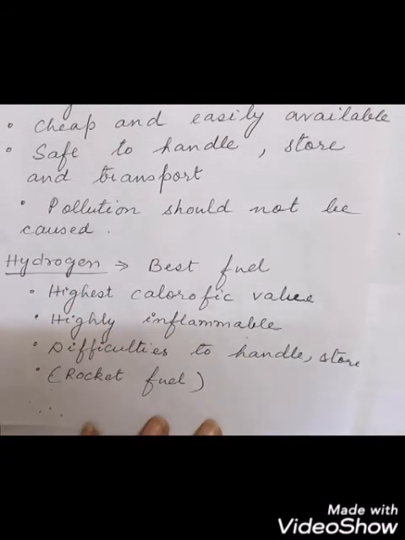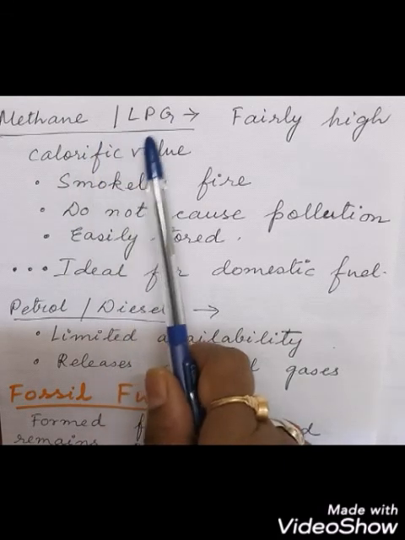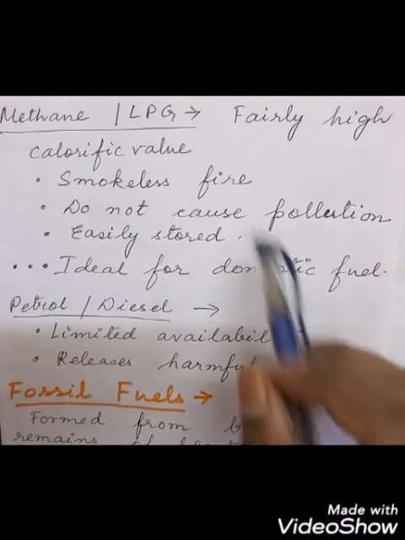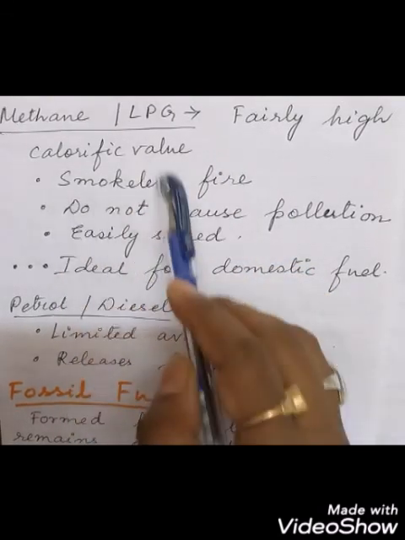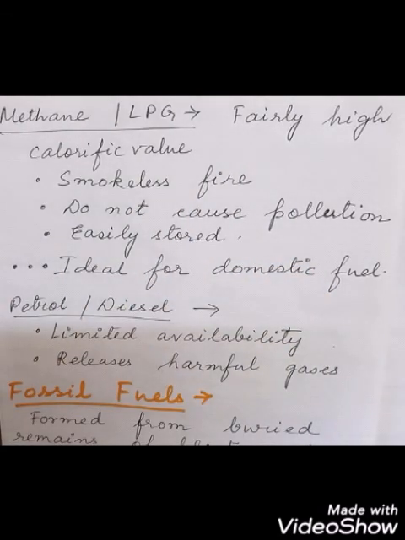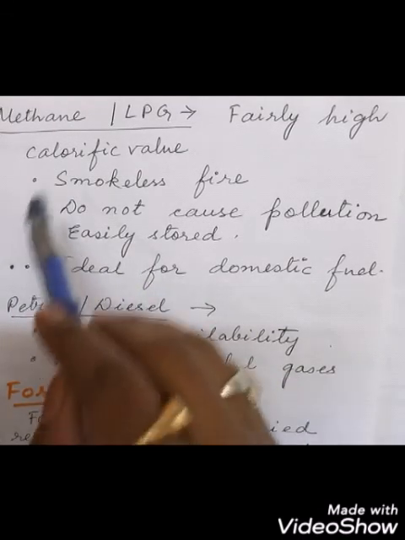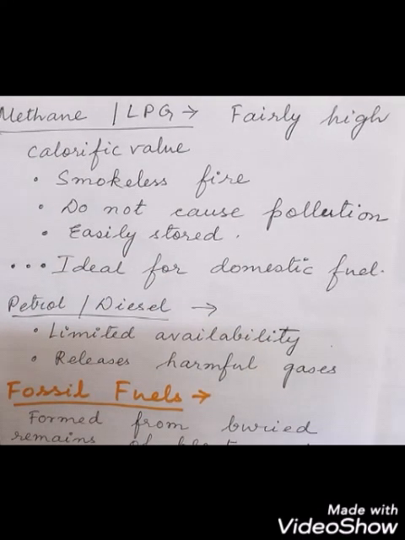Next is methane or LPG. This has a fairly high calorific value. When they are put on fire, they are smokeless, they don't produce smoke, so no pollution, and they can be easily stored. LPG and methane can be transported from one place to another by pipelines, or LPG by cylinders. So this is ideal for domestic fuel.